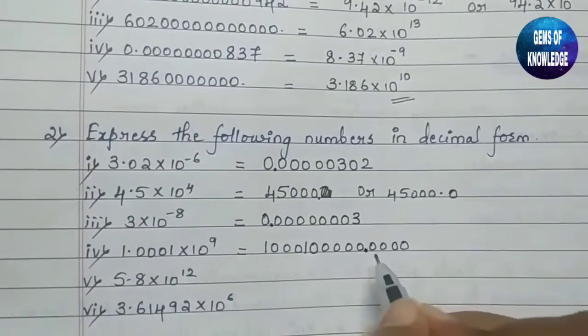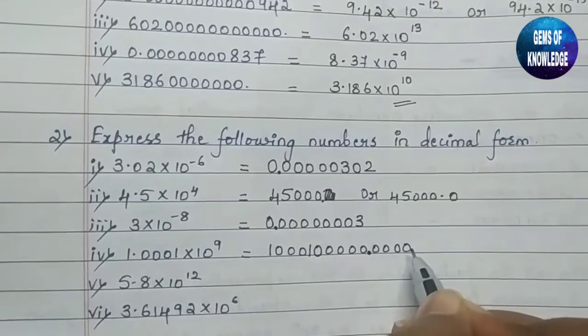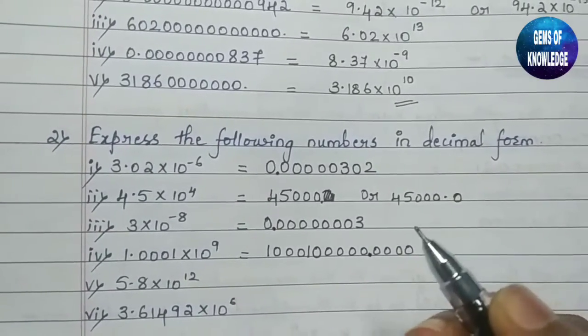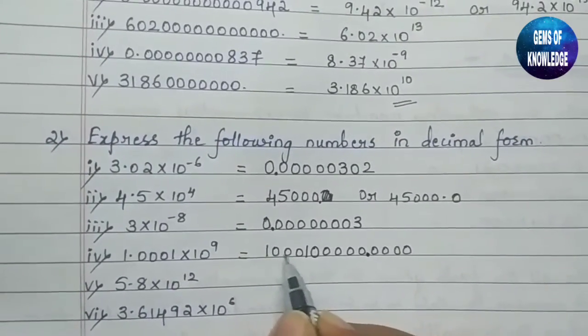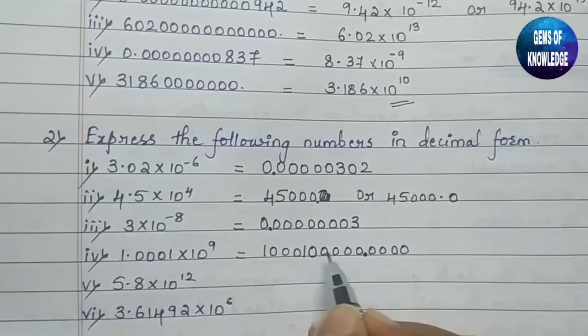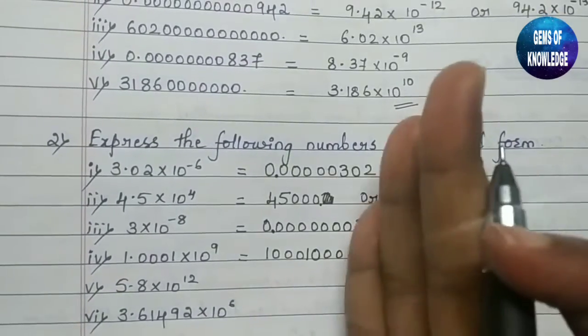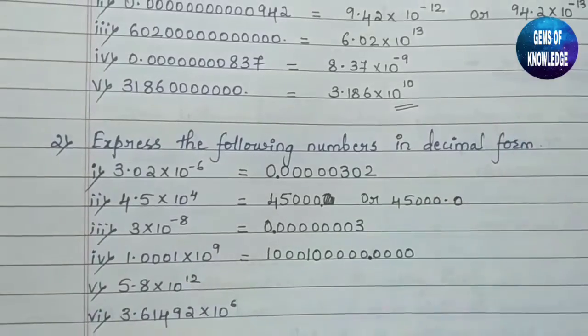Now it is up to you. If you want to keep these 4 zeros, you can keep them. If you don't want to keep them, you can just write 10001 and 00000. Up to this number you can write it, and you can exclude these 4 zeros.